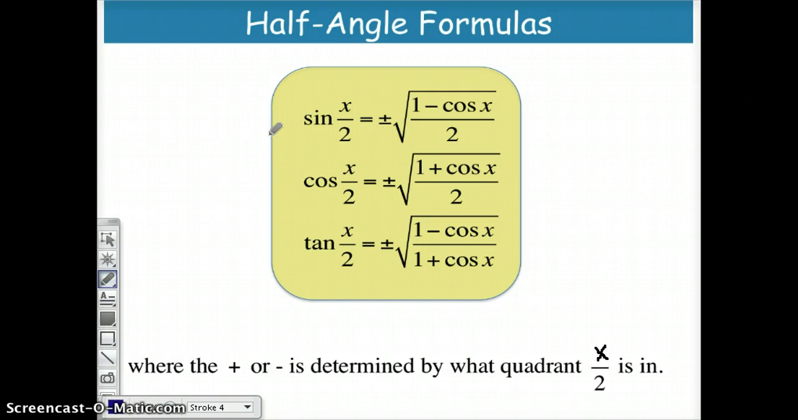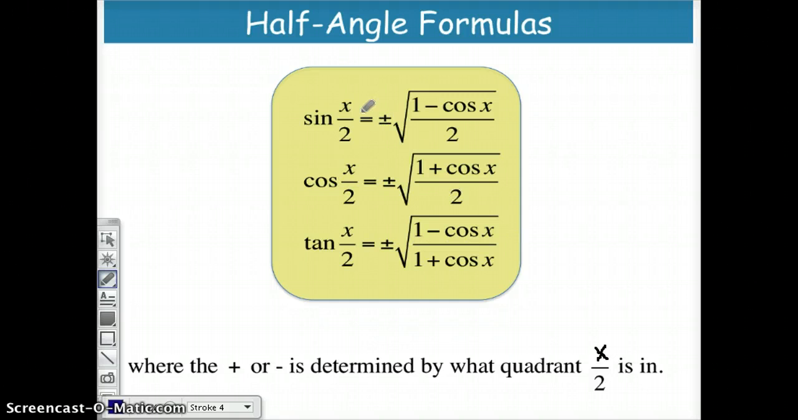So here we have the 3 half-angle formulas. You want to copy them down, make sure you have them. The one thing I want to point out is that the plus or minus in front of it, you don't keep it as plus or minus, you choose one or the other.